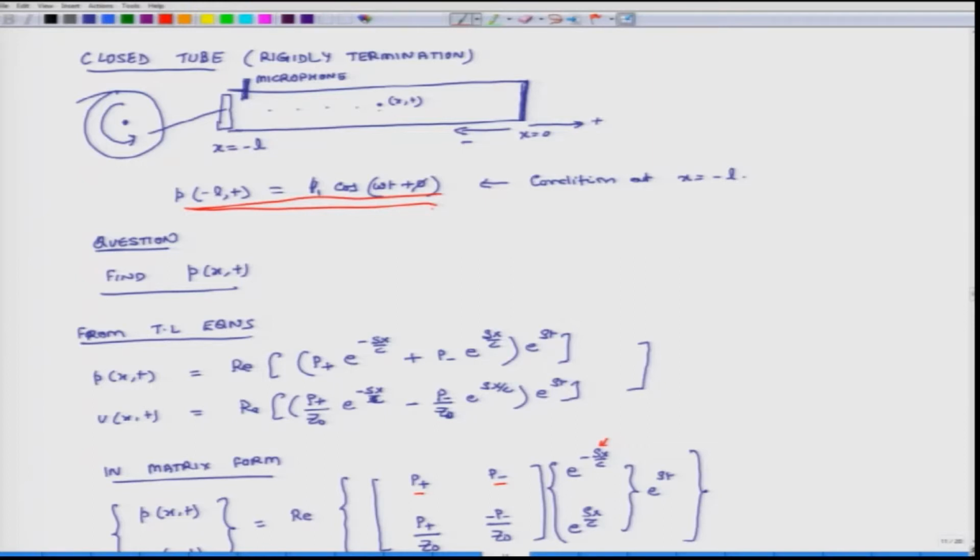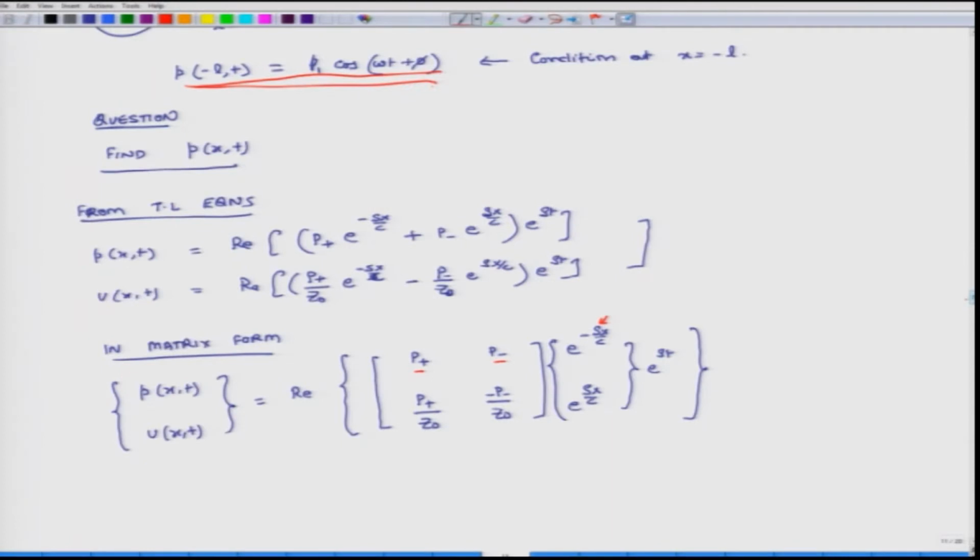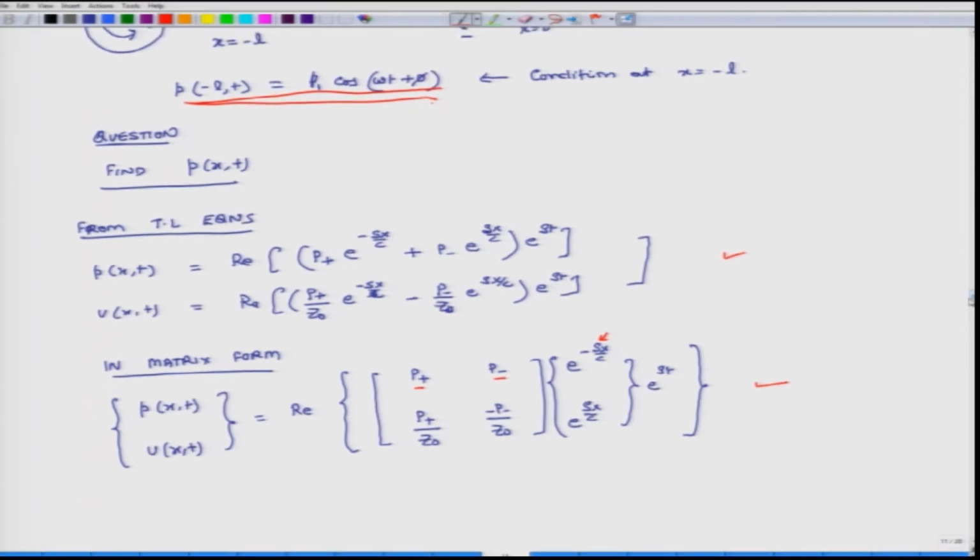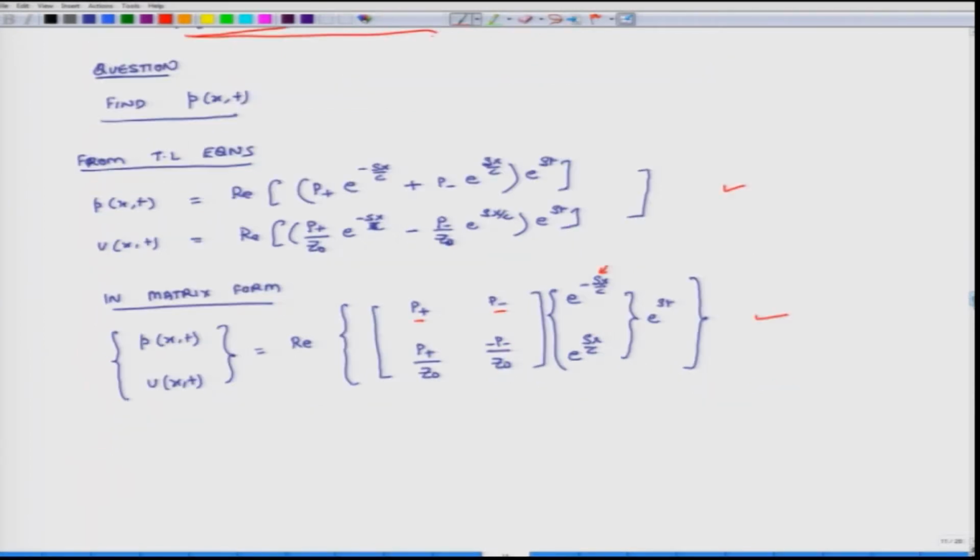So, this is the tube, and what we are interested in finding out is pressure at any point in the tube. And the general solution for the one dimensional wave equation can be expressed in terms of pressure transmission line equations. So, these are our transmission line equations. This is in the regular form and this is in a matrix form. Now, our aim is to solve these equations so that we know the values of P plus, P minus and S, and the moment we know these three entities, we have an expression for pressure at any point in the tube. For this we will use our boundary conditions.